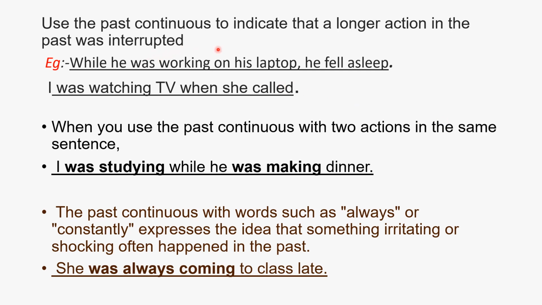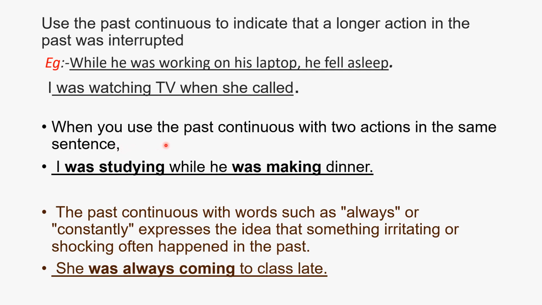Use the past continuous tense to indicate that a longer action in the past was interrupted. I am saying again, use the past continuous tense to indicate that a longer action in the past was interrupted. For example, while he was working on his laptop, he fell asleep. I was watching TV when she called.